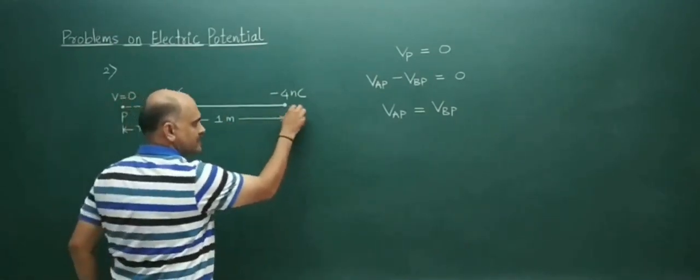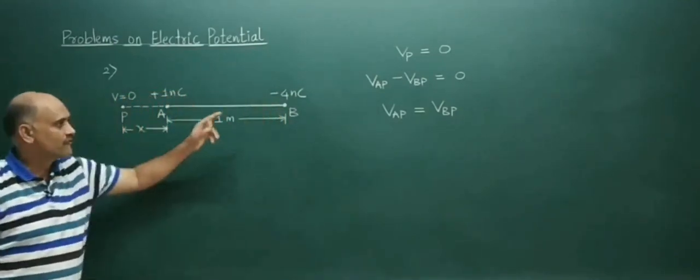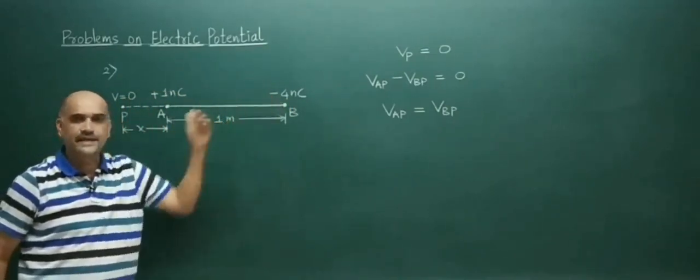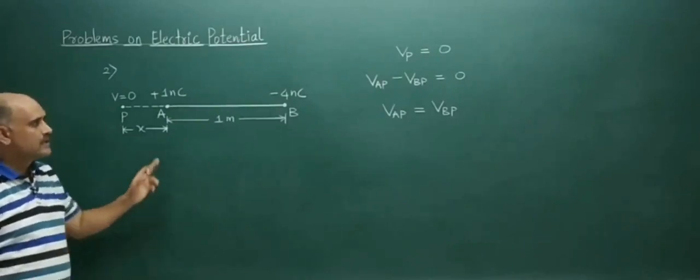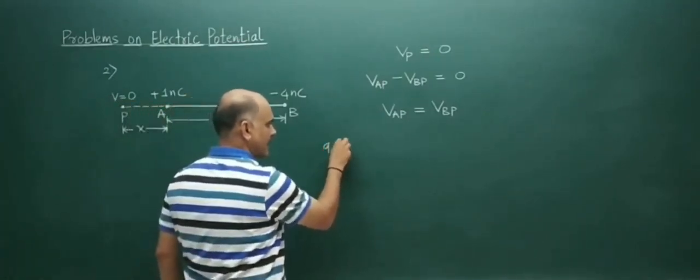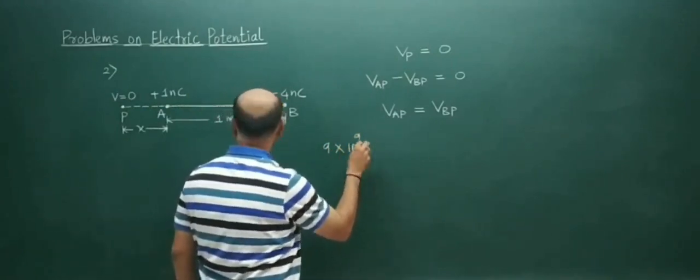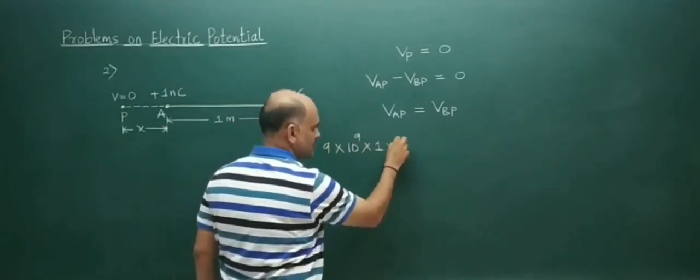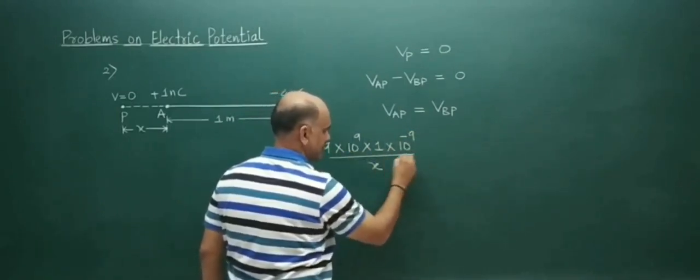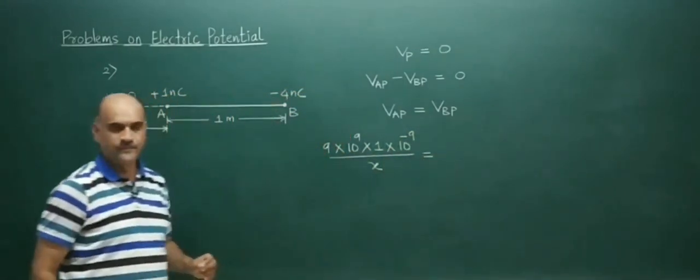Due to the charge at point B, I will take V_B, and as it is negative, I will put a minus sign, again on the RHS side. Now substitute the values. So if I write the formula, 9 into 10 raised to 9 into 1 into 10 raised to minus 9 divided by distance x is equal to.